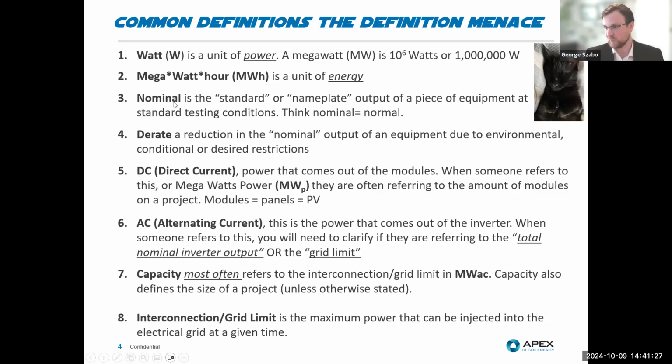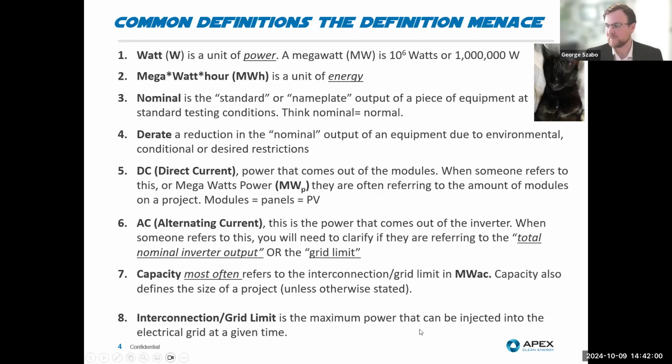But as we mentioned earlier, nominal inverter output is the nameplate value of an inverter. We'll go into a little bit more about that later. Capacity most often refers to the interconnection grid limit in megawatts AC. Capacity also defines the size of a project, unless otherwise stated. Because the quantity of DC that you have on a project is always higher than your AC, your capacity with regards to DC and AC are both different.